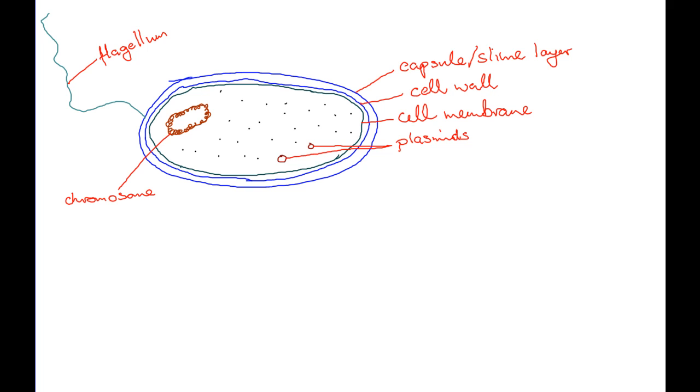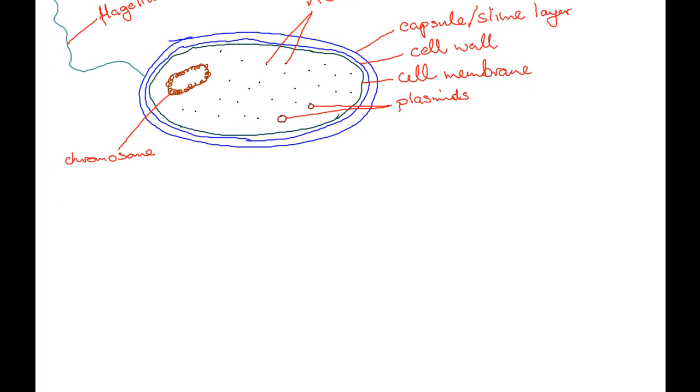Okay. So just the last label we were going to label was ribosomes. There's another ribosome. Ribosomes. Okay. So let's just continue on.